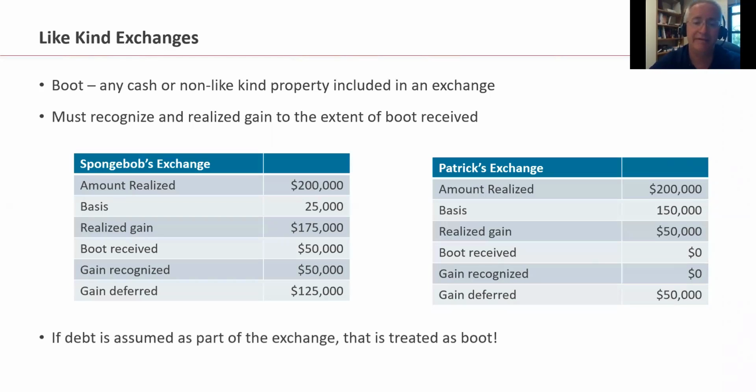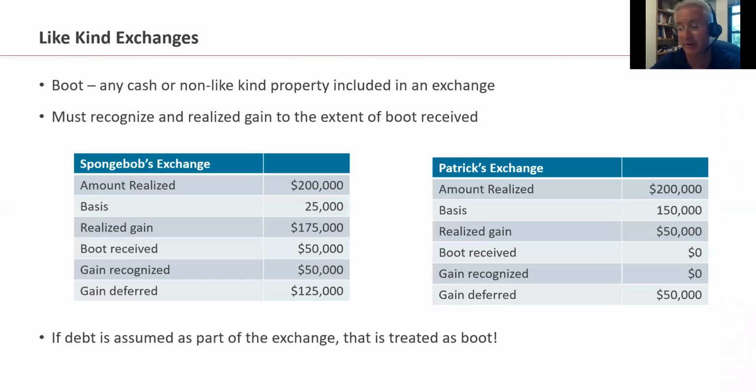All right. So if debt happens to be assumed as part of the exchange, that's treated as boot. So this is kind of unfair. So let's say that instead of Patrick paying SpongeBob 50,000, let's assume for a moment that SpongeBob's pineapple had a $50,000 mortgage on it. And when Patrick did the exchange, he agreed to assume that mortgage. So what that means is SpongeBob still gets $200,000. He gets Patrick's $150,000 condo, and someone assumes away his liability.